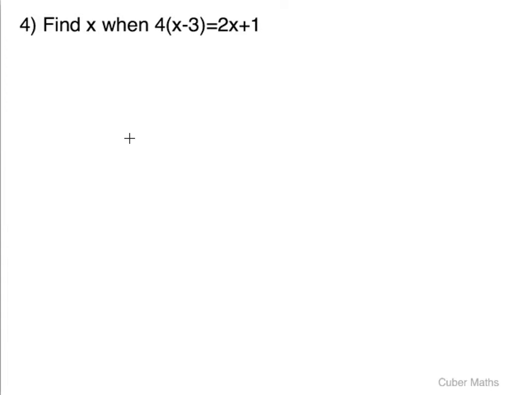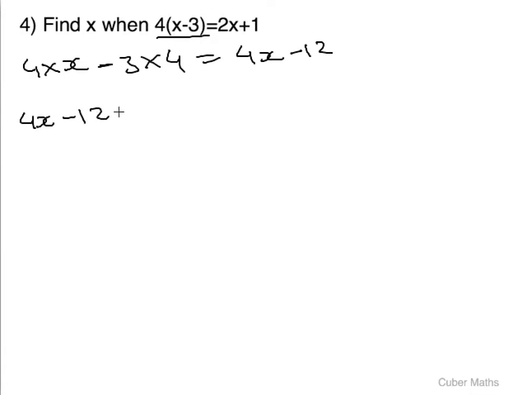Here we have our fourth problem, and it says find x when 4 open brackets x minus 3 close brackets is equal to 4(x minus 3) equals 2x plus 1. So here we have an x on both sides and brackets. The first thing we're going to do is expand our brackets. So this is basically saying 4 times x minus 3 times 4. When we do that, that equals 4x minus 12, which we can now write on this left hand side. So we've got 4x minus 12 is equal to 2x plus 1, which is in the form of the previous one. So now we want to try and get our x's on one side.